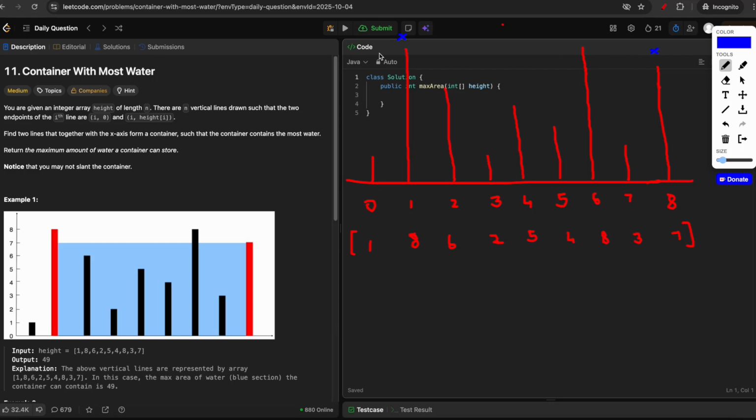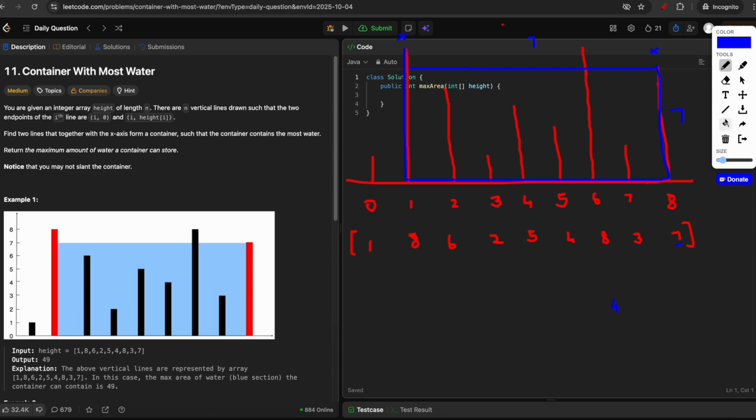By doing this, we will form a container like this, and the amount of water we can fill is up to this height. So the width will be 8 minus 1, 7, and the height will be 7. So the volume is 7 into 7, 49. So picking these two lines can hold at max 49 liters of water. So this is the output.